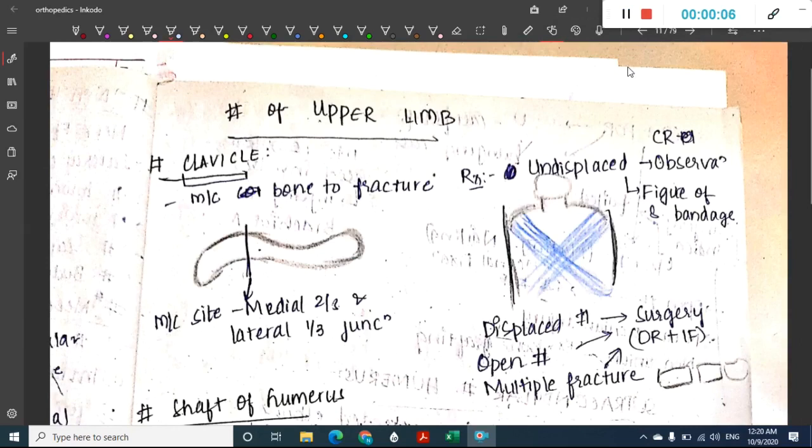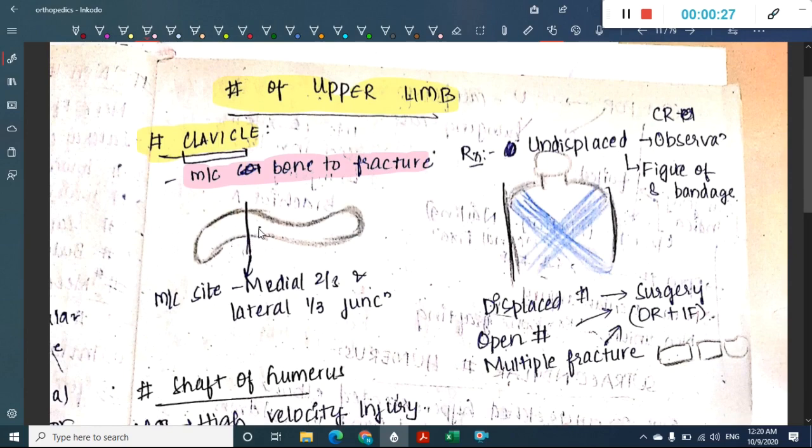In this chapter, let us now learn about the fractures of upper limb. In the fractures of upper limb, we have the first fracture, which is the fracture of clavicle. What is clavicle? Clavicle is the most common bone to undergo fracture. What is the most common site of fracture? That is medial 2/3 and lateral 1/3 junction.